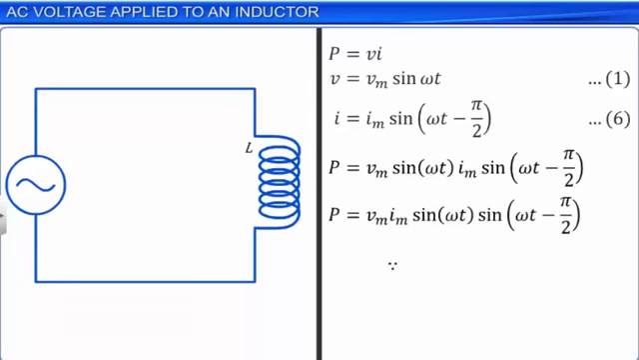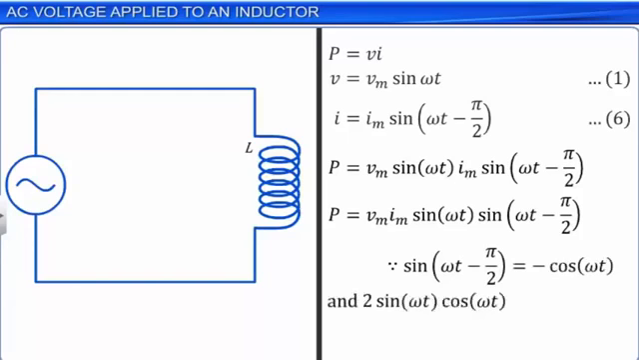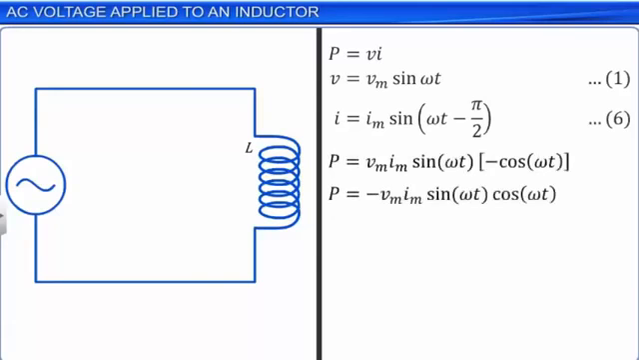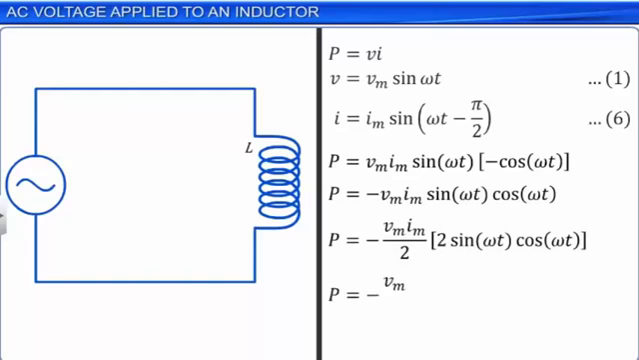As sin omega t minus pi by 2 equal to minus cos omega t and 2 times sin omega t into cos omega t is equal to sin 2 omega t, we get power P equal to minus Vm Im by 2 into sin 2 omega t as shown. Let this be equation 7. This instantaneous power evaluates as a time-dependent harmonic function.